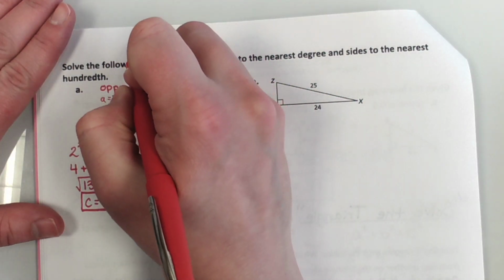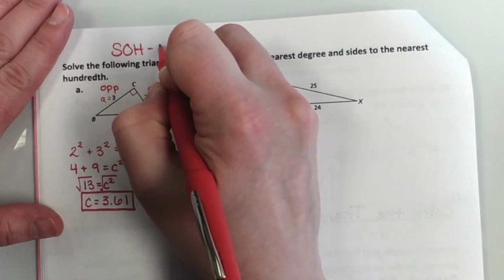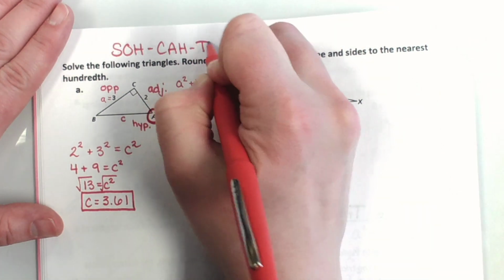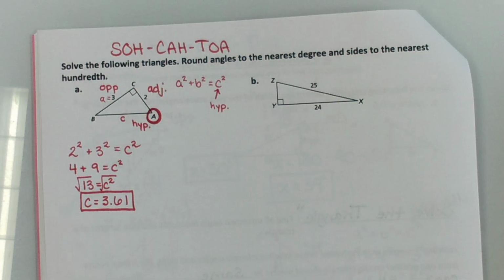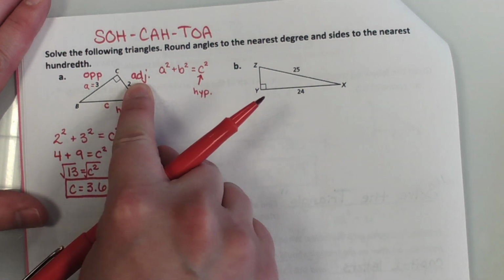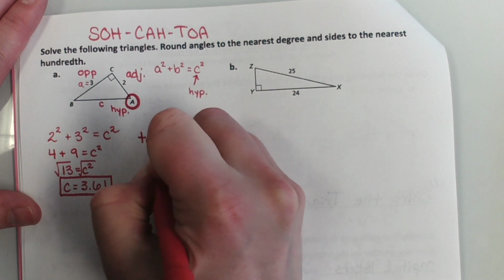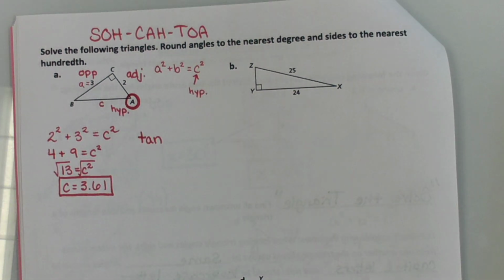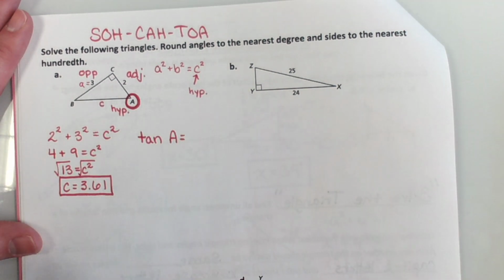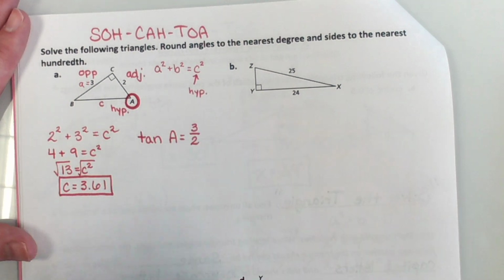What's the memory tool for trig? How do I spell it? S-O-H-C-A-H-T-O-A. So opposite and adjacent is tangent. TOA. Tangent of A, always of the angle. In this case, we don't know the angle's measure. Equals 3 over 2.